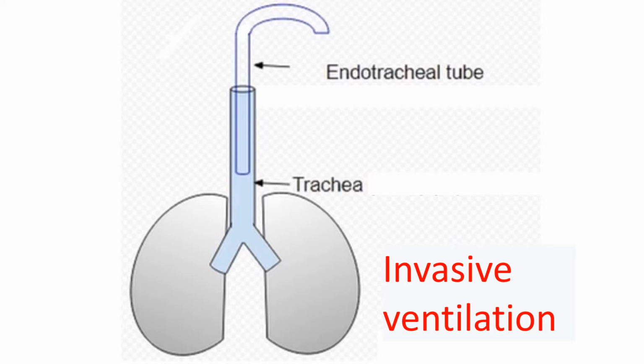Invasive ventilator is usually used in the intensive care setting or the operating room. An endotracheal tube is introduced under topical anesthesia with sedation or general anesthesia. The endotracheal tube is connected to a mechanical ventilator using appropriate connection tubing.